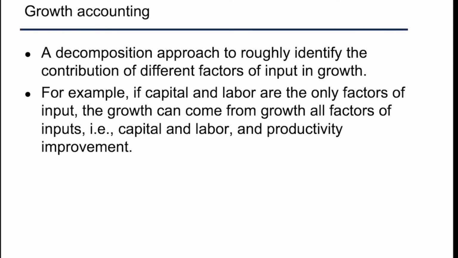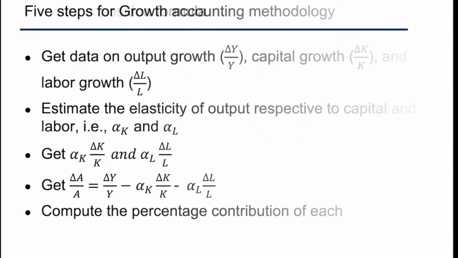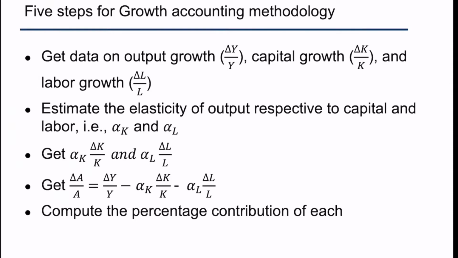So based on this equation, we will be able to come up with the percentage contribution of each factor in output growth. And so there are 5 steps for the growth accounting methodology. The first step is that we need to get the data on output growth, capital growth, and labor growth. But how do we come up with the growth for the production efficiency? Well, what should be a good measurement for the production efficiency? It turned out that we do not have a good measure for that.